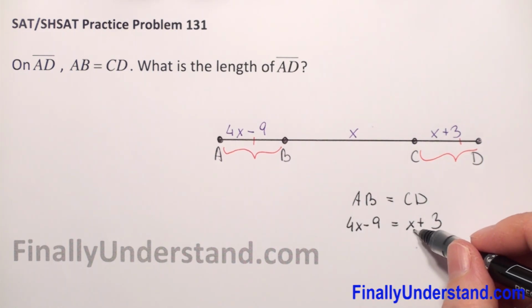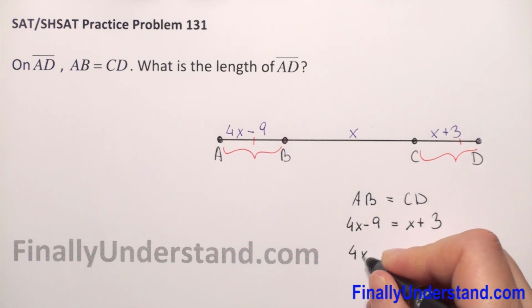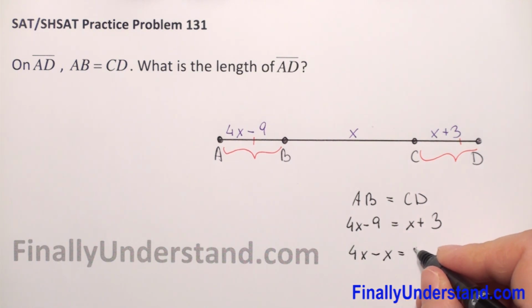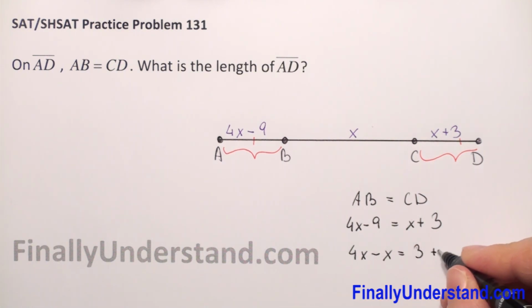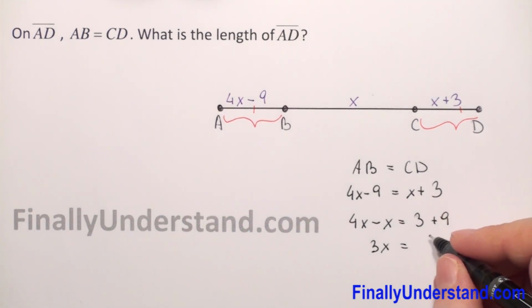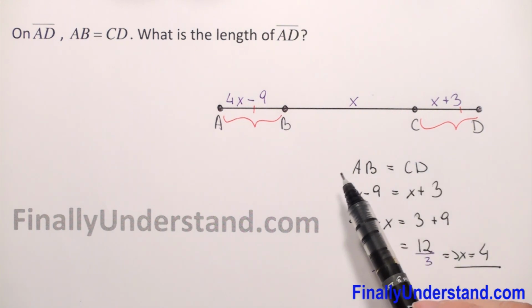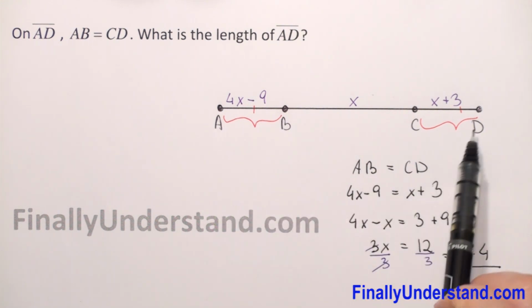We will move expressions with x to the left and numbers to the right. So we have 4x minus x is equal to 3, negative to the other side, so we have positive 9. 4x minus 1x, so this is 3x, is equal to 9 plus 3, which is 12. Now we will divide both sides by 3. 3 and 3 will reduce, and we have that x is equal to 4. We found the x. So now we can find the length of segment AD.